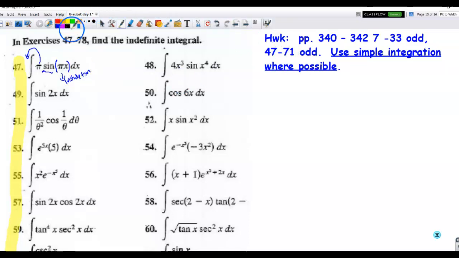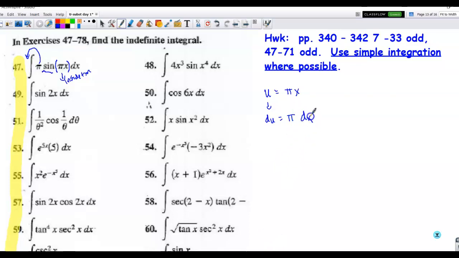So I'm going to follow my same u substitution strategy. I'm going to let u equal the inside function of pi x. I'm going to take the derivative of both sides. I get du and the derivative of pi x. Remember, pi is the coefficient of x. It's like taking the derivative of 5x or 3x.